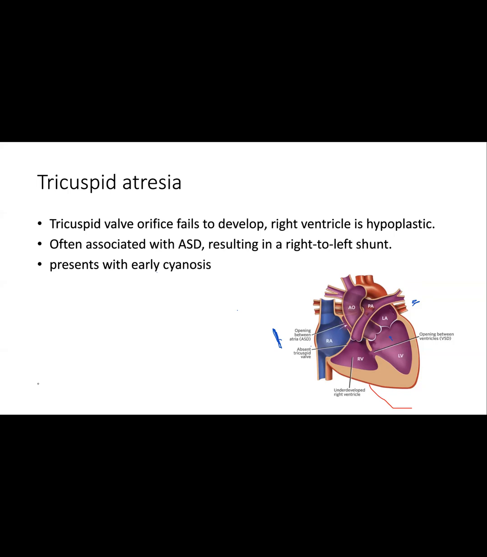And therefore, for this infant to be compatible with life, an ASD or VSD must be present in this condition, because the ASD will allow the blood to be pumped into the left side, while the VSD will allow the blood to travel to the pulmonary arteries to get oxygenated.